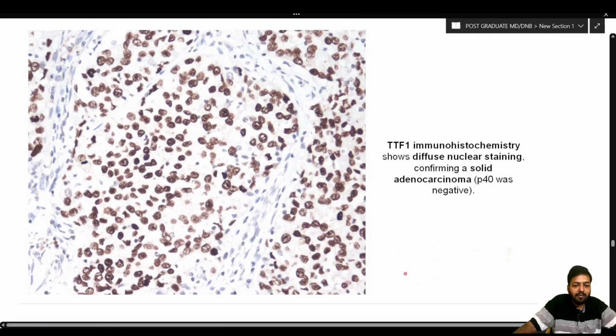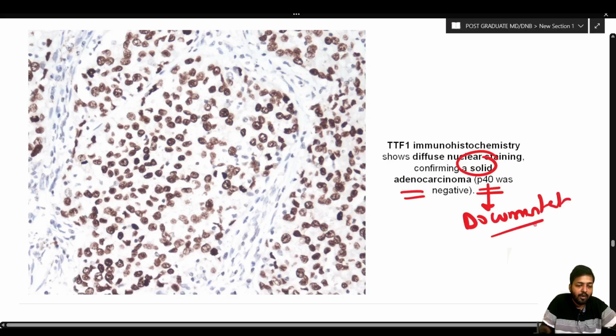Now the TTF1 immunohistochemistry shows diffuse nuclear staining, confirming a solid adenocarcinoma. This tumor was also P40 negative. So P40 negative documentation is very important. Okay, you have to keep that in this panel.